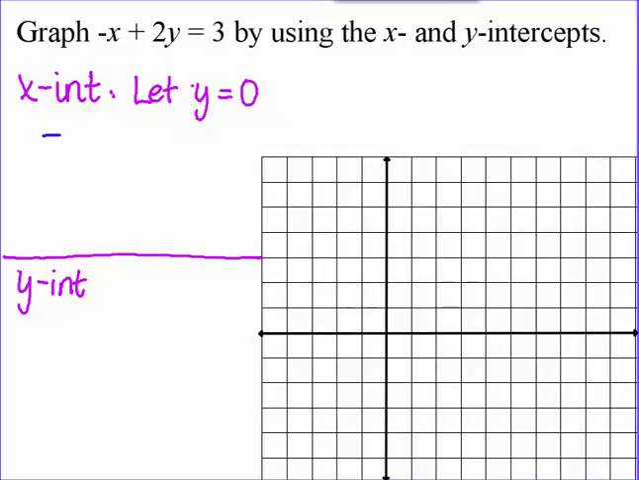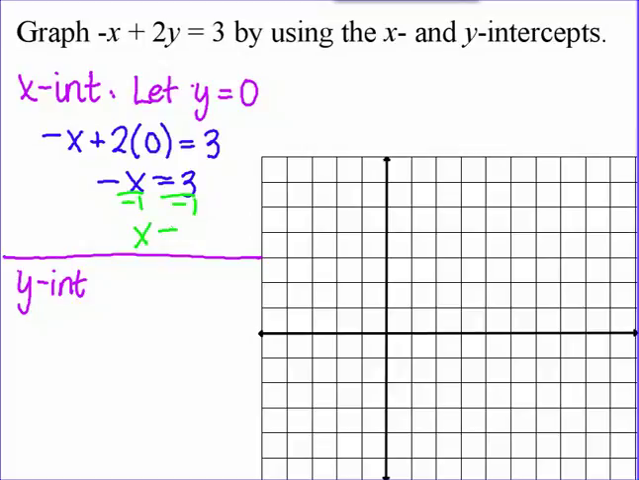So I end up getting negative x plus 2 times 0 equals 3. Well, what's 2 times 0? 0, right? So I end up getting negative x equals 3. Well, I need to solve that for x. So what do you need to do? Yeah, so basically I'm going to divide by a negative 1. So what does x equal? Negative 3. So I'm going to come to this graph right here, and I'm going to plot x equals negative 3. So there you go.